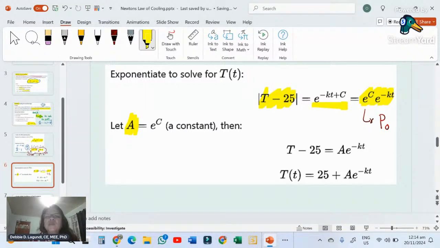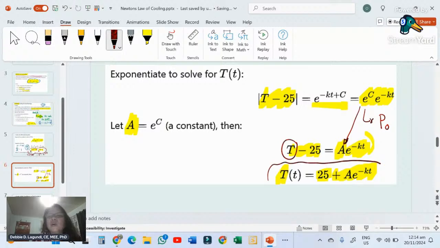Hence, you will now have T minus 25 equal to, you have substituted A for e to the C, so that's an A, and then the e raised to negative kt will be in place. Right, so we like the T to be retained on the left side. We move the negative 25 to the other side, so it becomes positive 25 plus the remaining expression on the right side. So that will be the working formula to solve for the temperature with a constant K of decreasing temperature of the object, or increasing temperature, as the case may be.